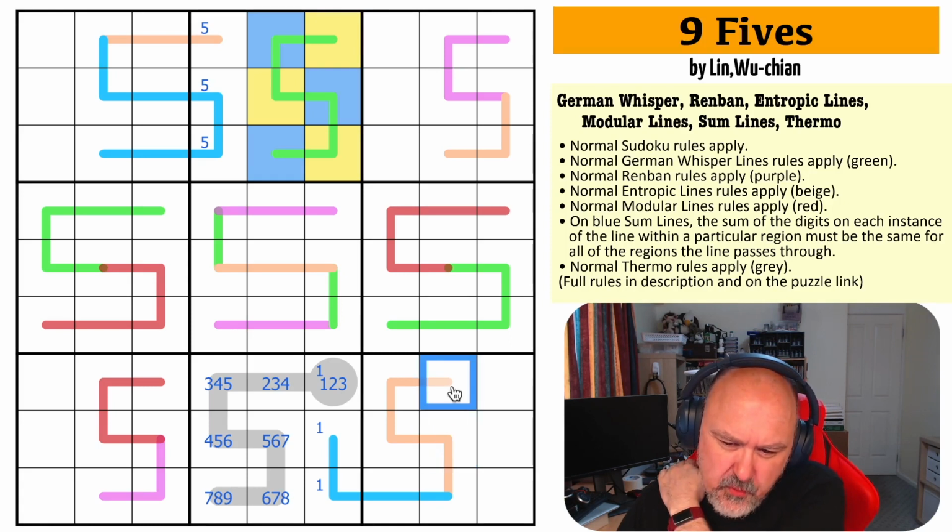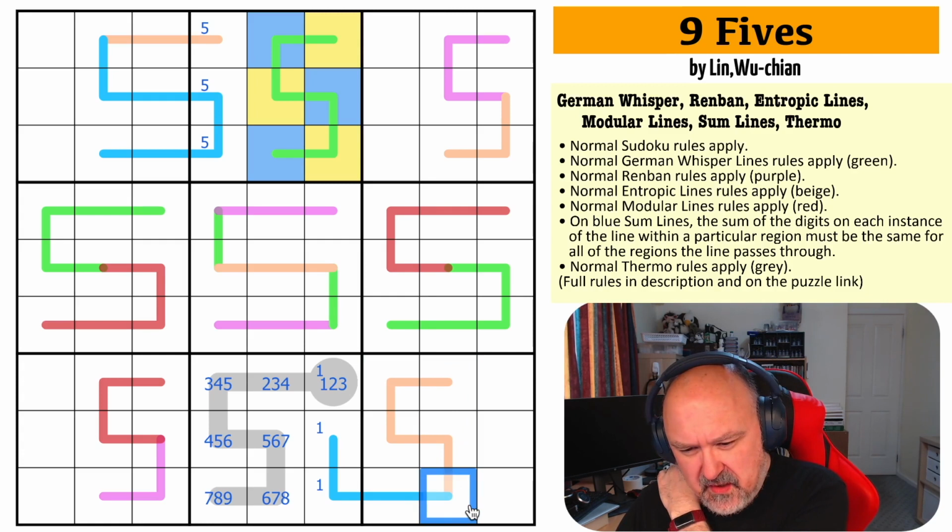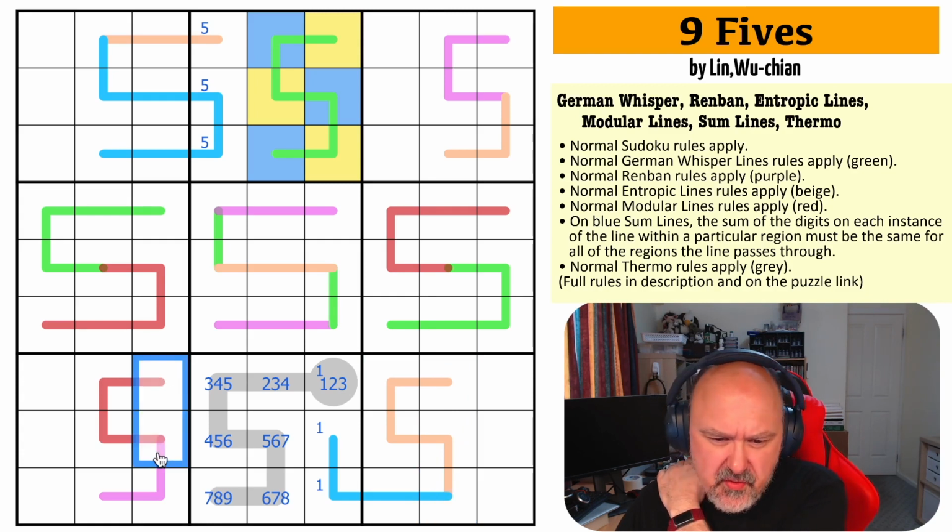So they're low, medium, or high. And that are the same low, medium, high. Similarly, those are the same modulo. Those are the same modulo. Those are the same modulo.